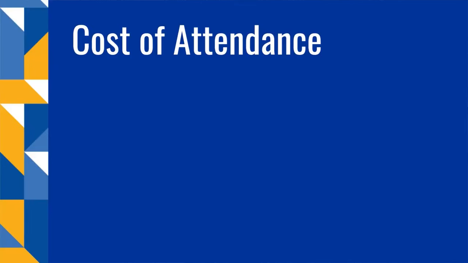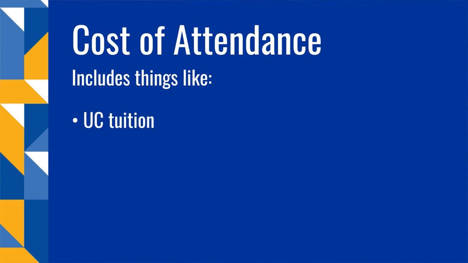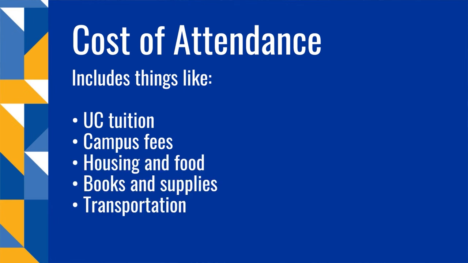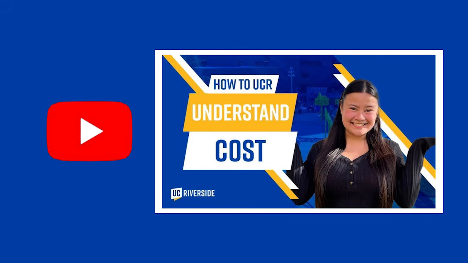The cost of attendance, or COA, is an estimated budget of what it will cost you to attend UCR for one academic year. Standard budgets include basic expenses a student will have each year, including the following: UC tuition, campus fees, housing and food, books and supplies, transportation costs, and personal expenses. Watch our video about cost of attendance in the description of this video below to learn more.